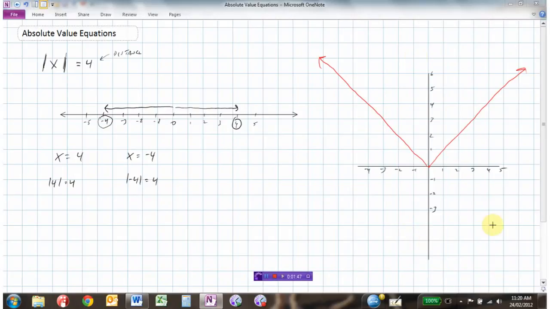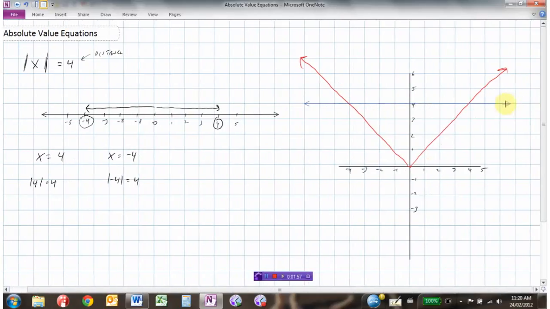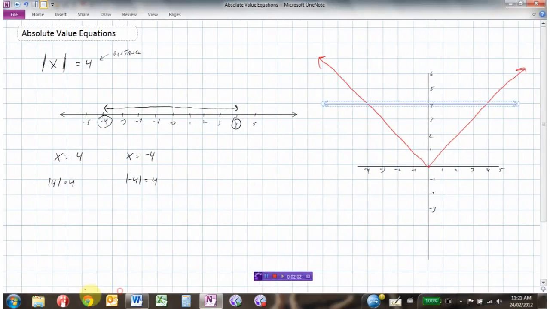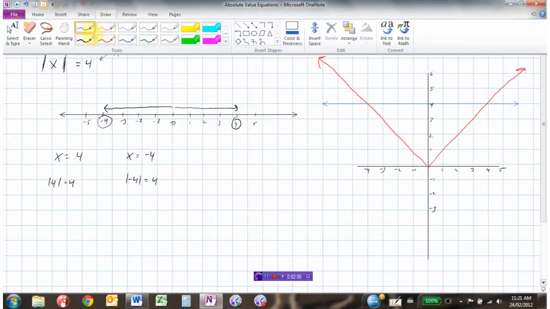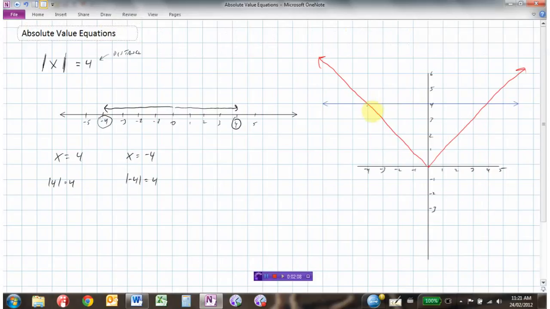So here's a graph of y equals the absolute value of x. The absolute value of x graph would look like this, and we want to know where does it equal 4. Well, there's where the line 4 is. So here's y equals 4. And so we can see there's two solutions here.